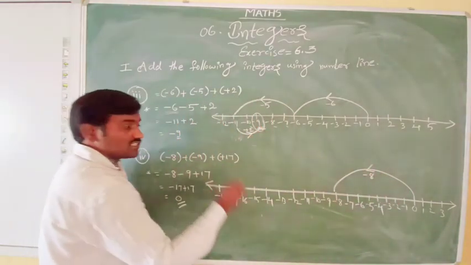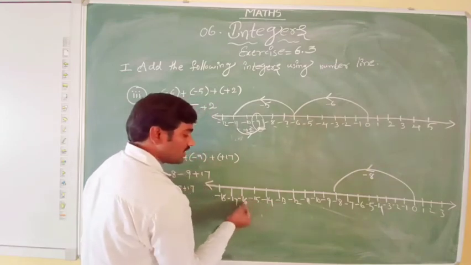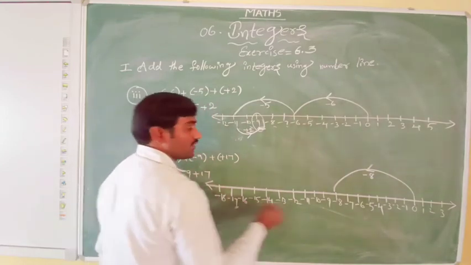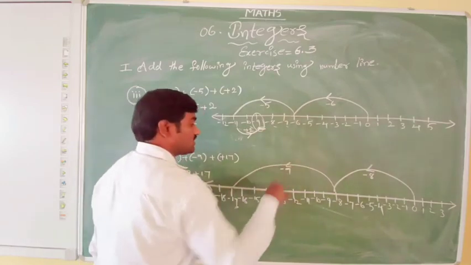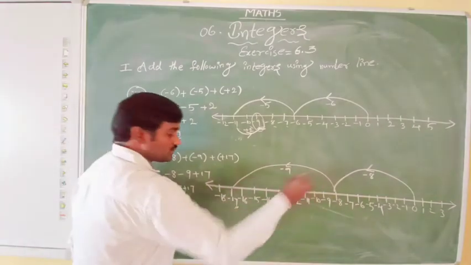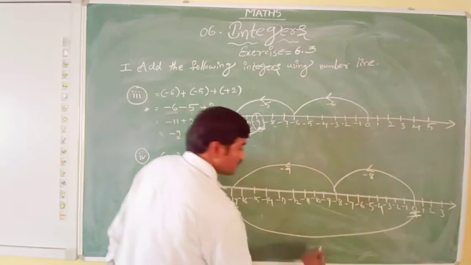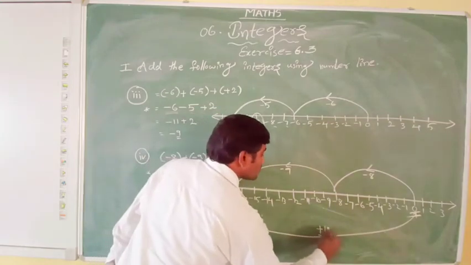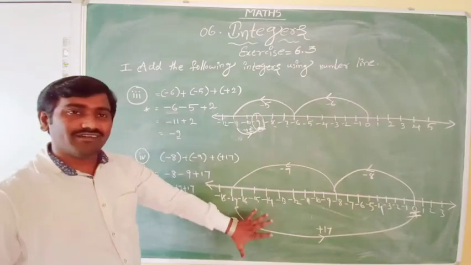From there minus 9 steps. Count 1, 2, 3, 4, 5, 6, 7, 8, 9. In the sense I have to reach 17. Start. Come to the 17 with minus 9 steps. I have to move again plus 17 steps. Plus 17 in the sense will move to the 0. Plus 17. I hope you understood what I have done here clearly.